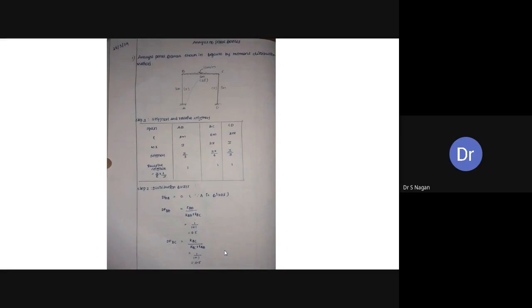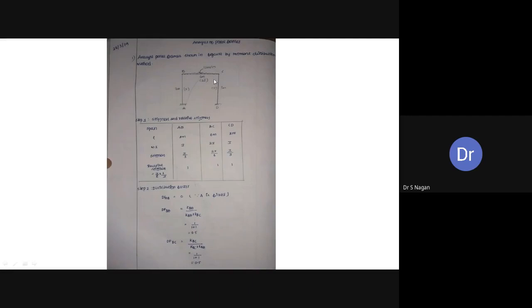Then the distribution factor for CB. Can anyone of you tell me how you will calculate the distribution factor for CB? If there is interaction, it will be good. And this type of interaction we should inculcate in our students also while taking class, so that we can know whether they are following or not. Can anyone tell me what is DFCB? How to calculate the distribution factor for CB?